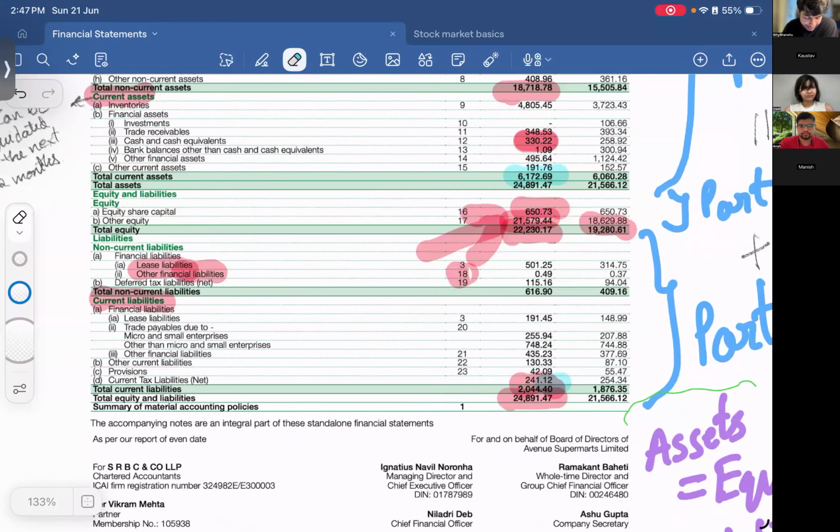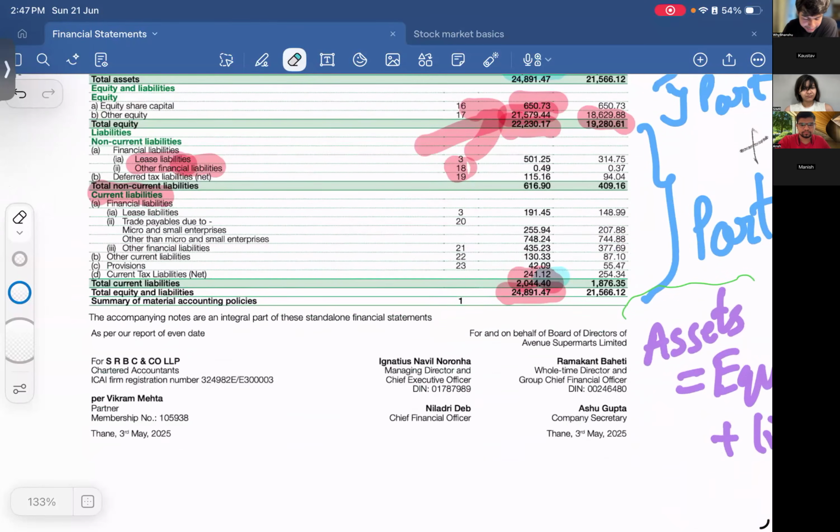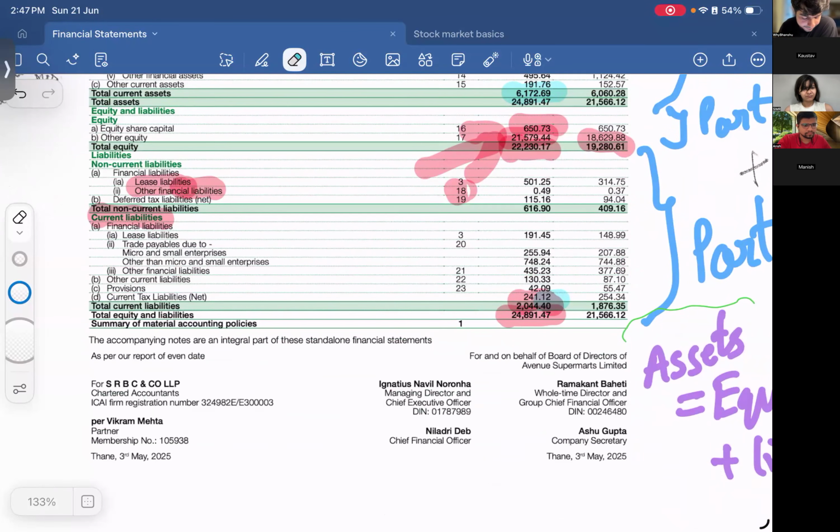Now, let's carry on with our liabilities bit. So liabilities, you will have financial liability, again, non-current and current liabilities. We've already spoken about this. Lease liabilities are your lease liabilities. Deferred tax liability is basically tax that you defer. You will pay in the future, but you still owe it, stuff like that. Again, nuances, don't really need to care too much about it.